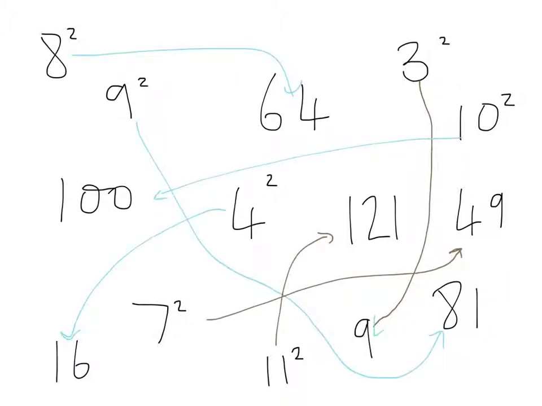Here are your answers. So we'll start from the top. 8 squared takes us to 64 as we saw before. 9 squared is 81. 3 squared is 9. 10 squared is 100. 4 squared is 16. 7 squared is 49. And 11 squared is 121.